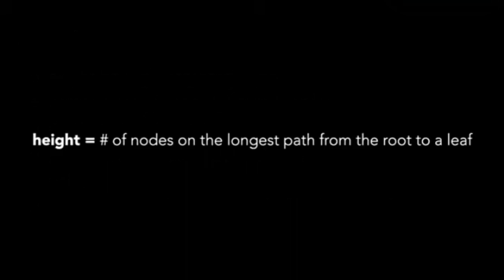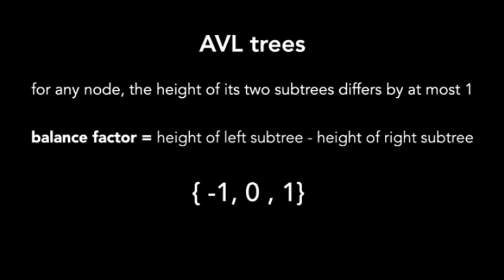As a reminder, the definition of height is the number of nodes on the longest path from the root to a leaf node. The central property of AVL trees is that for any node, the heights of its two subtrees differ by at most 1. We call this the balance factor, which is found by taking the height of the left subtree and subtracting the height of the right subtree. This means that valid values of balance factor are -1, 0, and 1.